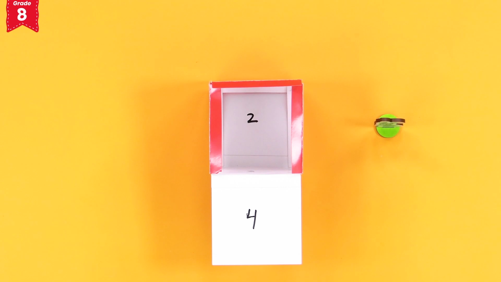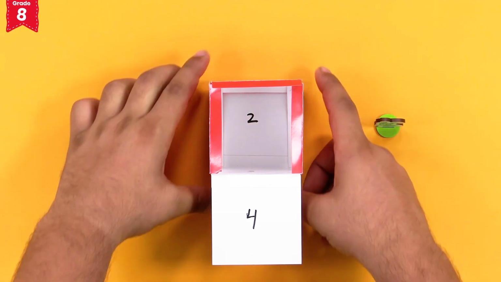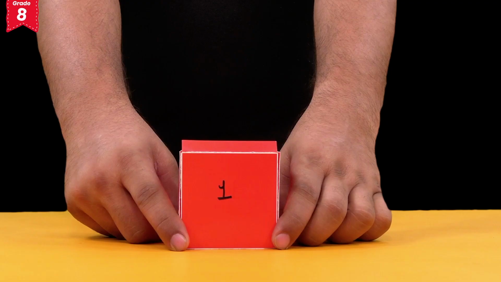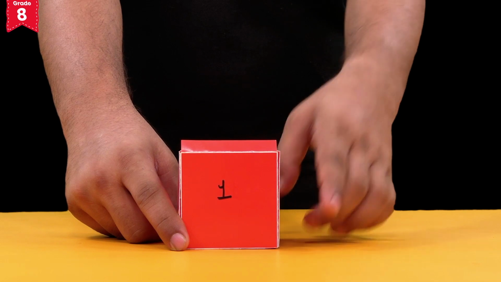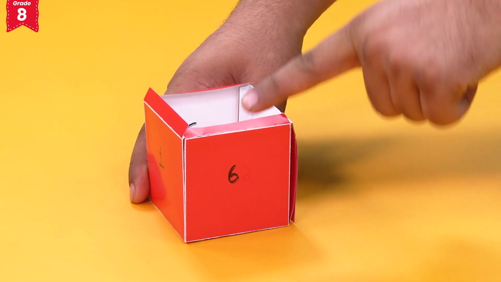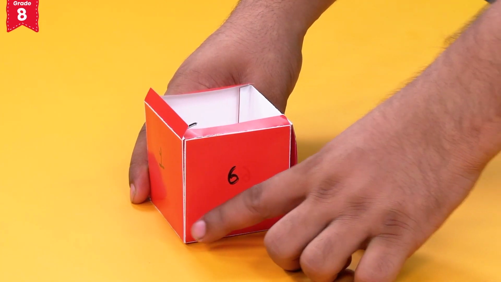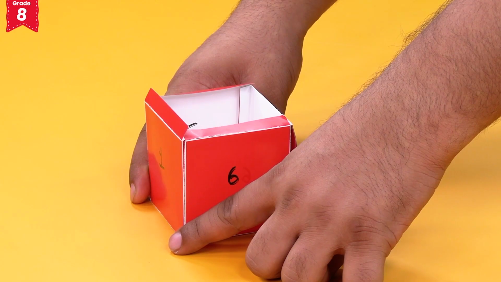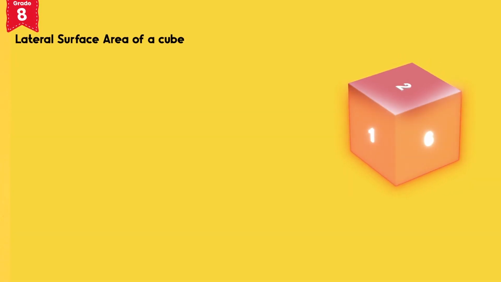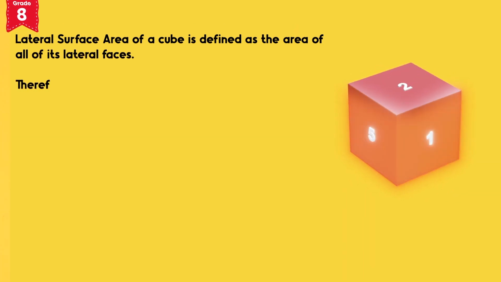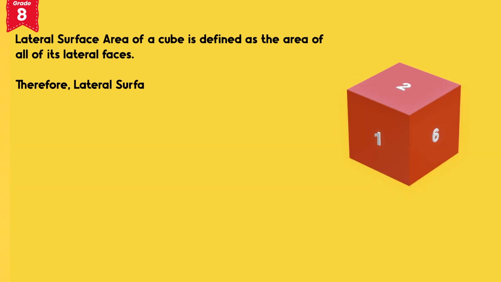Now, remove the ceiling and floor of the room. It's left with 4 faces, 1, 2, 3 and 4, which are also called as the lateral faces of cube. Lateral surface area of a cube is defined as the area of all of its lateral faces. Therefore, lateral surface area is equals to 4s square, where s is the length of the side of cube.